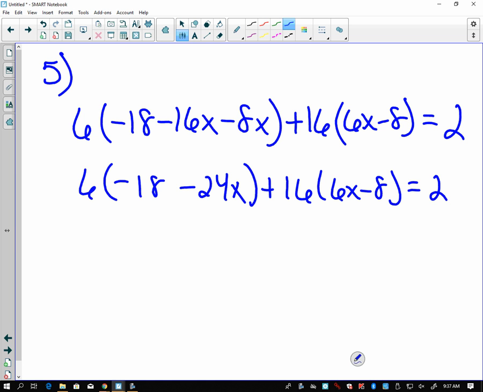Distribute. What am I distributing first? 6 to negative 18. Okay, what's 6 times negative 18? Negative 108. Okay. All right, now what? Okay, distribute 6 to negative 24x. What is that? Negative 144x. Okay, again, don't forget the variable, don't forget the negative. Okay, what's next? Somebody else. I'm sorry, you're doing great, but I want to get other people involved.